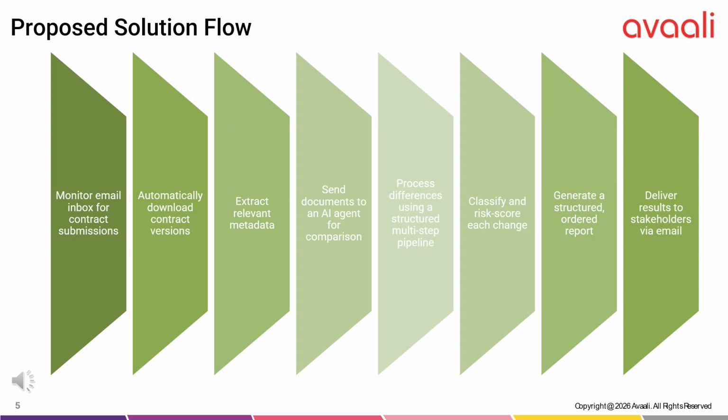The agent processes the differences through a structured, multi-step pipeline, ensuring the data is clean, organized, and accurately analyzed. Each identified change is then classified and assigned a risk score based on its impact. Finally, a structured and well-organized report is generated, and the results are automatically delivered to stakeholders via email.